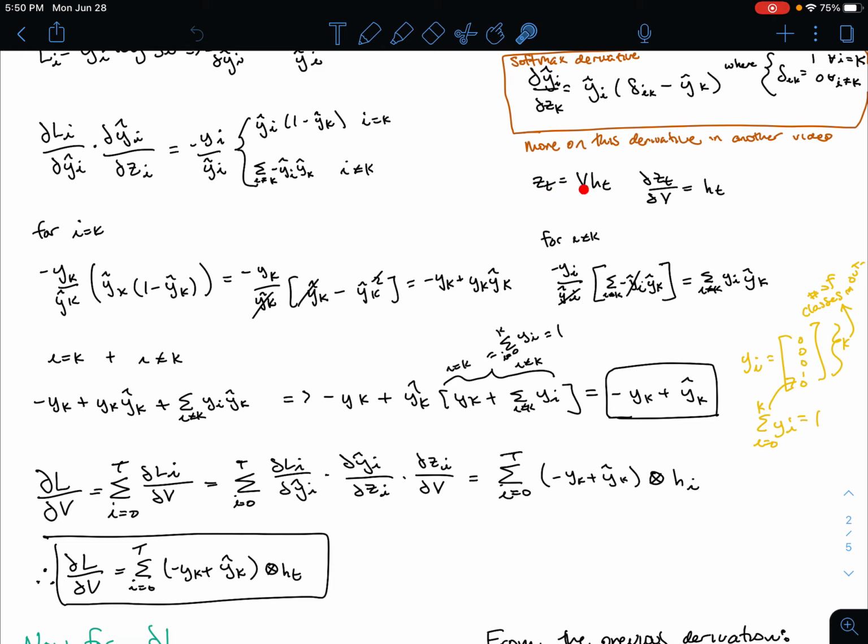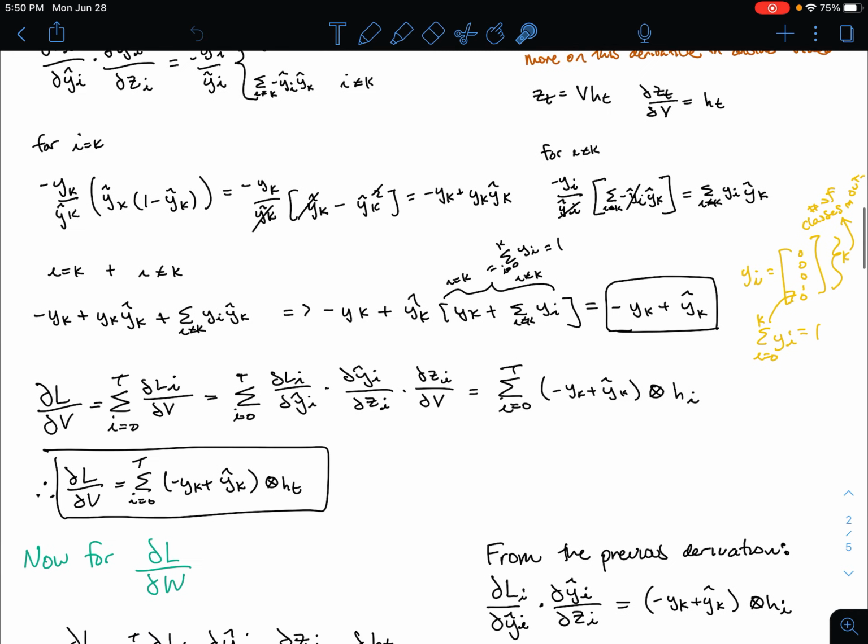Taking the derivative with respect to V gives us this constant h_t right here. And in this case, it's going to be h_i. So this is actually going to be the outer product, since we're taking the product of two matrices. The outer product is otherwise known as the element-wise product, or the Hadamard matrix. So keep that in mind. So this is our final expression for ∂L/∂V.